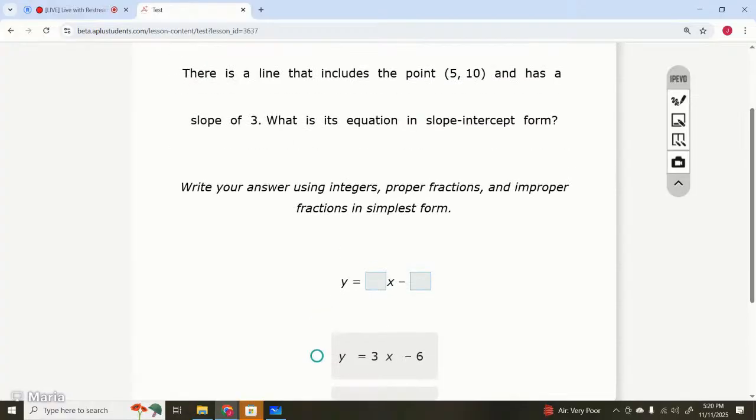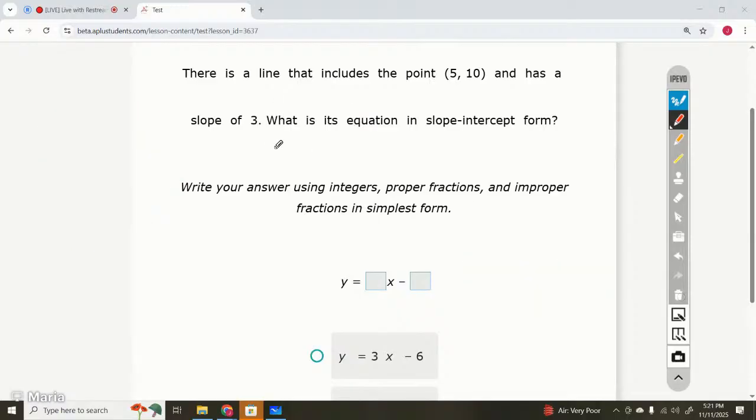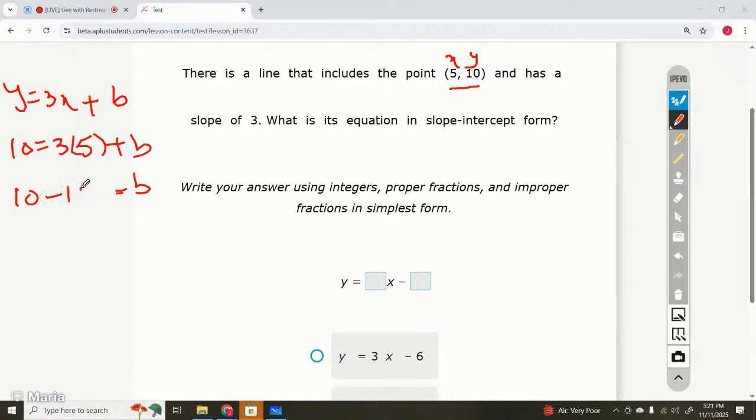There is a line that includes the point (5, 10) and has a slope of 3. What is its equation in slope intercept form? y equals mx plus b, right? x is 5, y is 10. 10 is equal to 3 times 5 plus b. b is equal to 10 minus 15. b is equal to negative 5. y equals 3x minus 5.